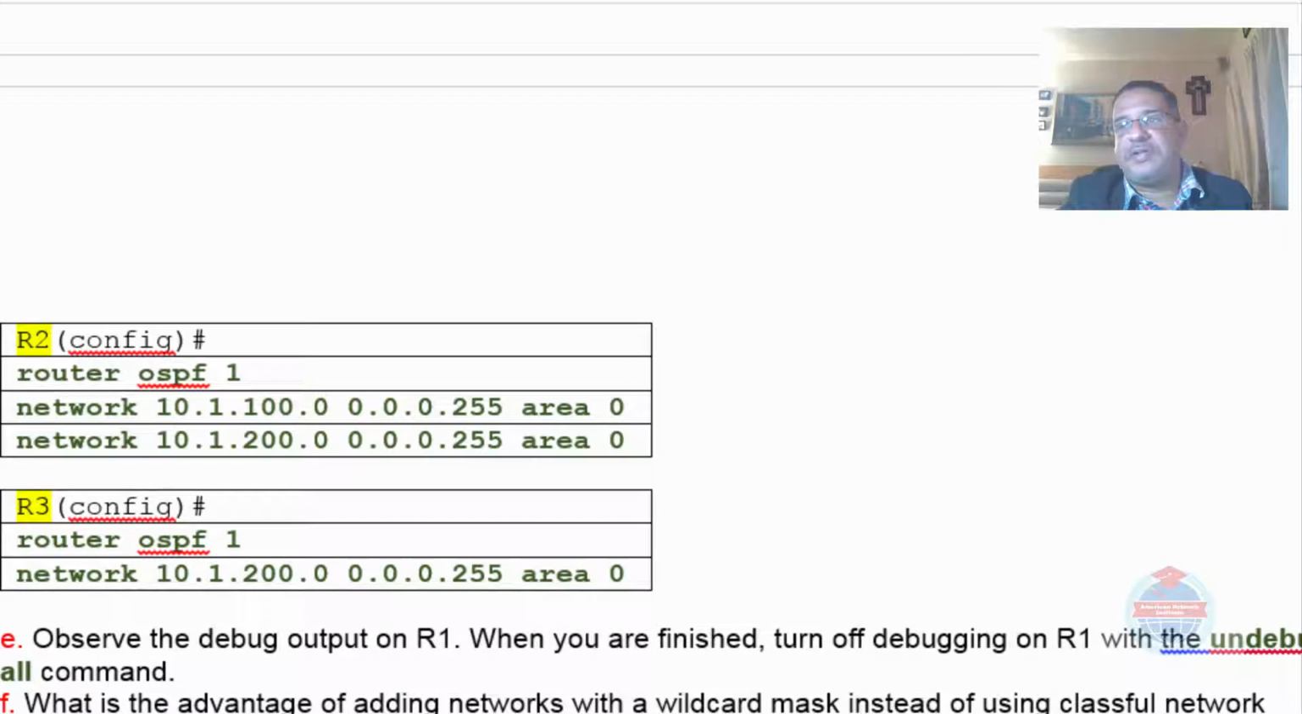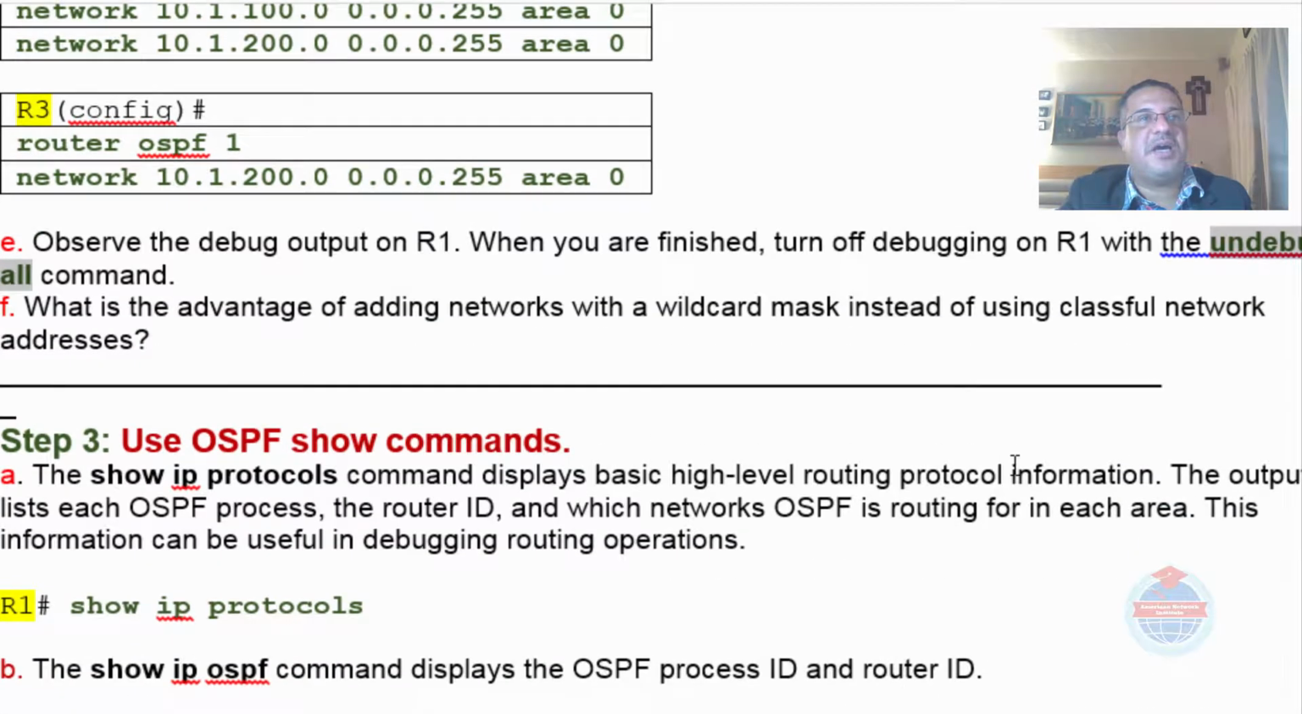Now, a good part of the exercise is done. Observe the output of R1. When you finish the thorough debugging on R1, okay, we can do that.